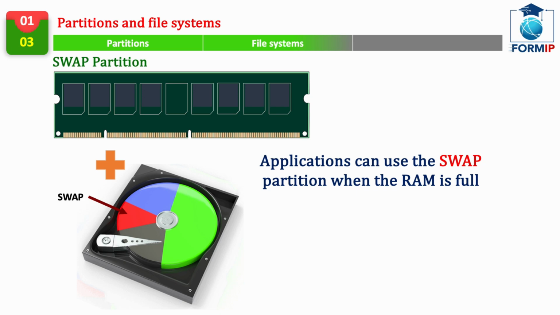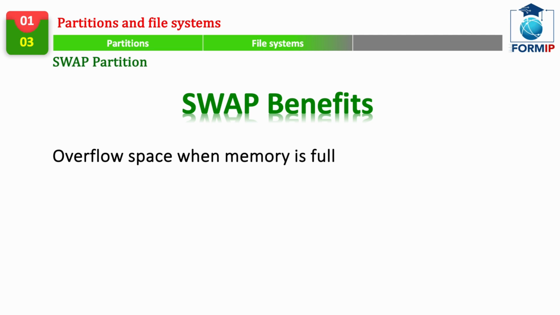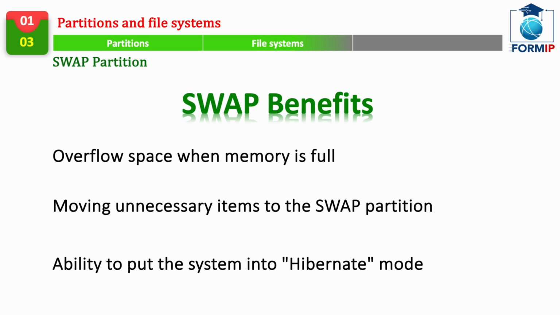Well, not necessarily, because RAM remains the fastest memory on the market. And that's even though today's hard drives are much faster than before with the new SSDs. To understand the role of the swap partition, we will detail its advantages and disadvantages. As we can see, the first advantage is that it allows you to have an overflow space when the memory fills up. It is also possible to move elements that would not be very useful into the swap memory. This would allow the speed of RAM to be reserved for other more critical applications.